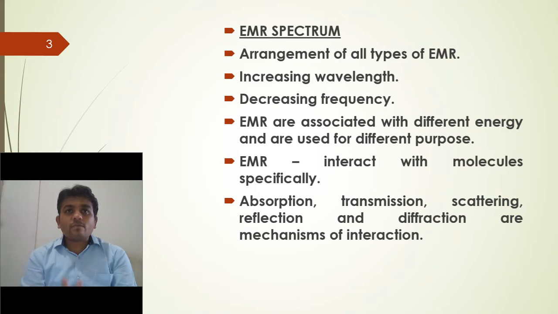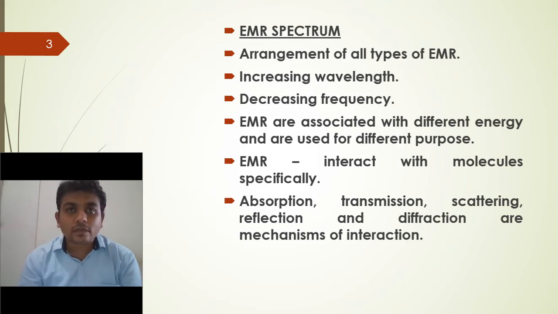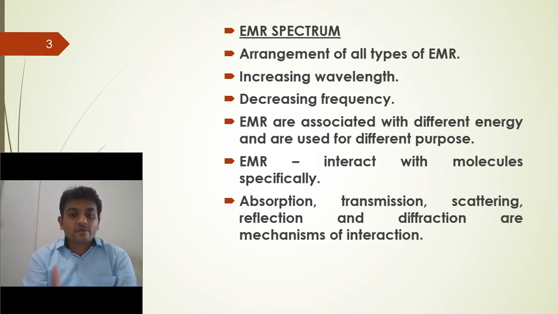That's why for every molecule to be analyzed, there is a different way of electromagnetic radiation to be used, or there is a different mechanism associated with its analysis. That's why we can say that electromagnetic radiations interact very specifically with the molecules which we need to analyze. Now, different kinds of mechanisms which are involved with the analysis by EMR may be absorption, transmission, scattering or reflection, or diffraction. So these are different mechanisms which are involved with the analysis of a particular molecule.